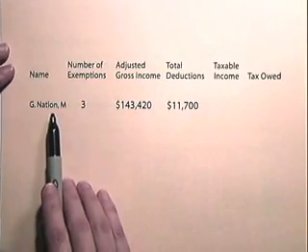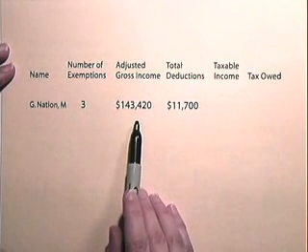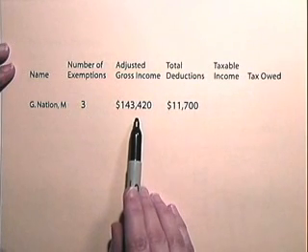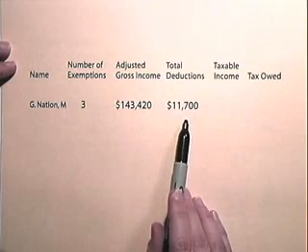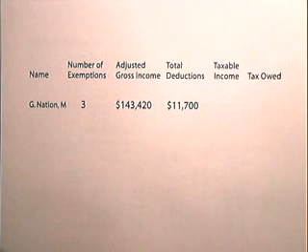Now let's find the amount of taxable income and the tax owed. Mr. Nation is married. He has 3 exemptions. He has adjusted gross income of the year of $143,420, and he has total deductions of $11,700. So let's first find his taxable income.